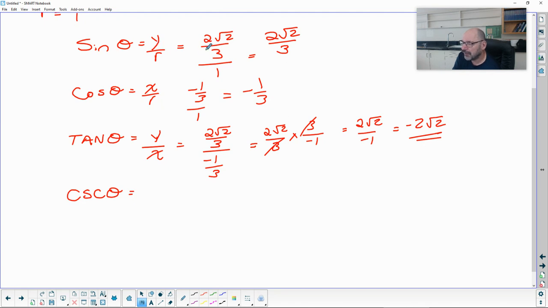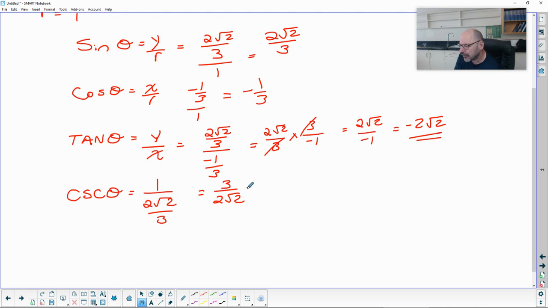It's going to be 1 over 2 root 2 over 3. So then, if we write it out the long way, even though we don't have to, that's just going to be 3 over 2 root 2. Now we know from pre-calc 20 that we can't just leave a root 2 on the bottom. So we have to rationalize it. Okay, can't leave it like that.